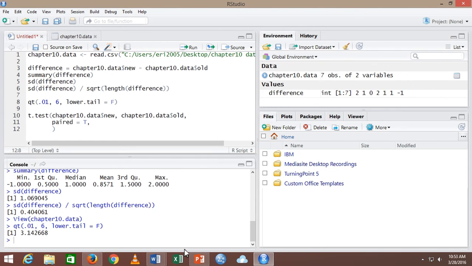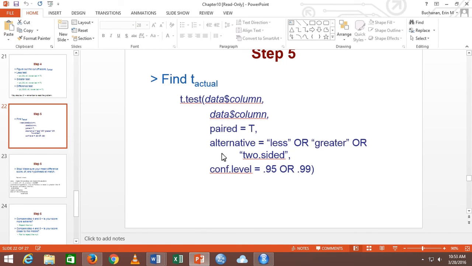Okay. If you use mu equals, it assumes it's a single sample test because you only have one column of data in there. If you have 2 columns of data, so we have a new and an old, it's kind of like, okay, you want an independent T or dependent T? Okay, the default is independent T, and you'll get the wrong answer. So be sure you have paired equals true if it's dependent T.